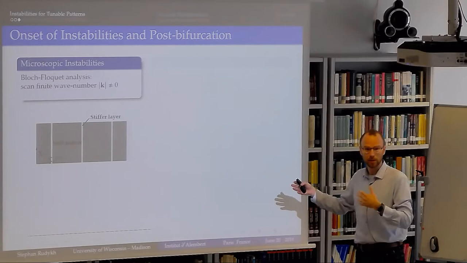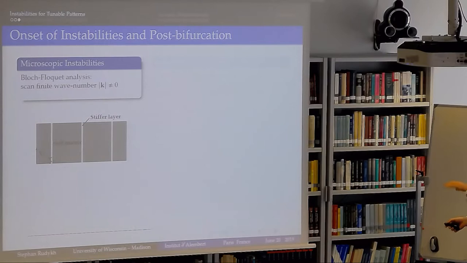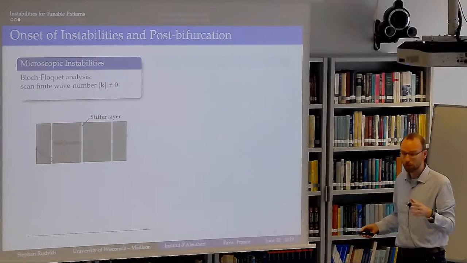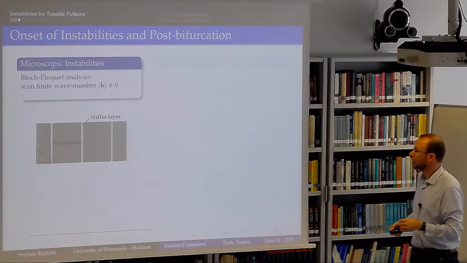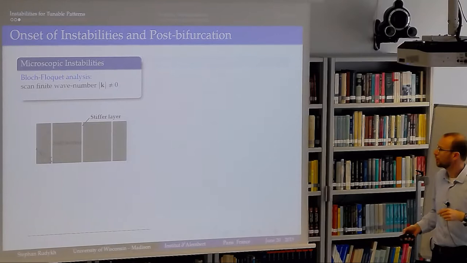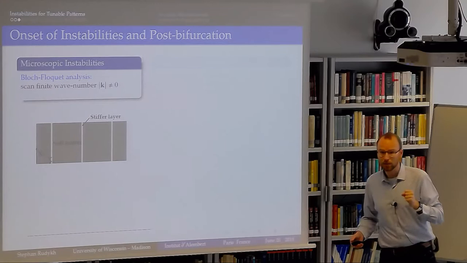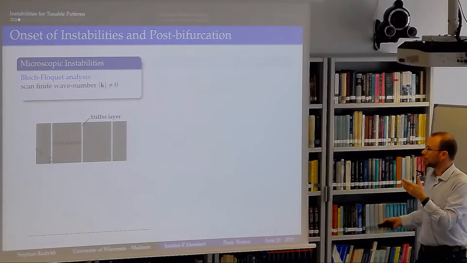Because of periodicity, since we work with periodic composites, we use what is typically called Bloch analysis in the literature, which is quite powerful but sometimes time consuming, because you need to scan all these different wavelengths, wave numbers. In 2D it's probably still okay, but in 3D it becomes very time consuming. But then you can capture instabilities basically at any length scale, if there is anything.